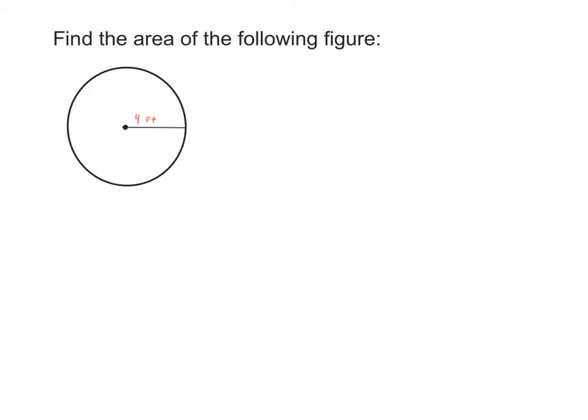Find the area of the following figure. In this case, we have a circle, and the formula for the area of a circle is A, that stands for area, equals pi times the radius squared. Now, the radius is the distance from the center to any point on the circle. In this case, our radius is 4.